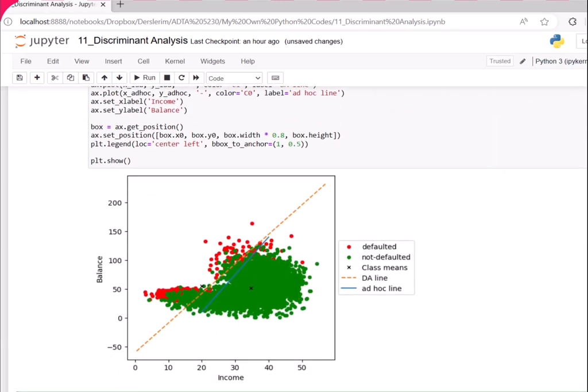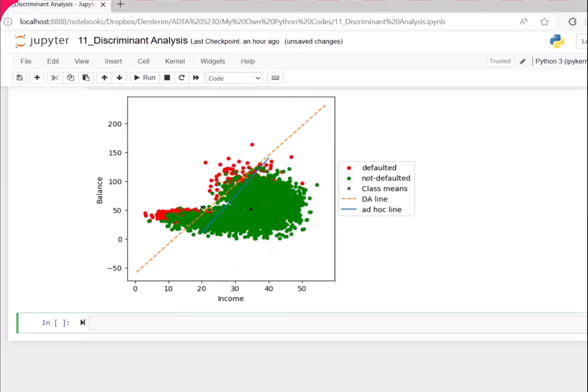This dashed orange line divides my data into two groups. If a record is to the right of the dashed line, it's going to be classified as non-default. If it is to the left of the dashed line, it's going to be classified as default. Okay, let me show you a little bit more in detail.